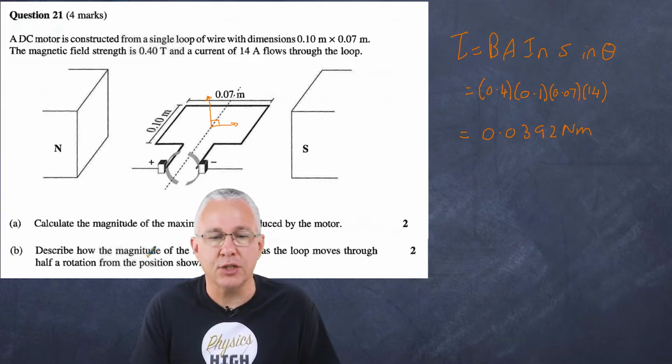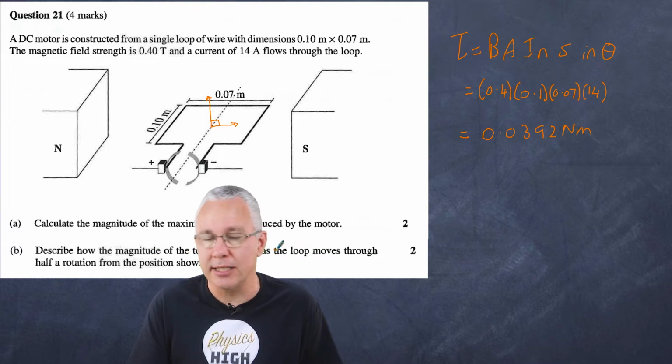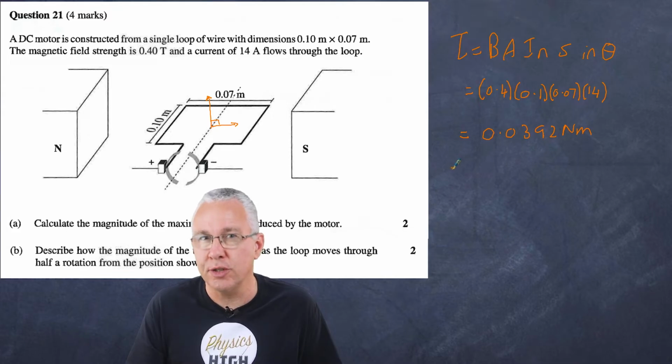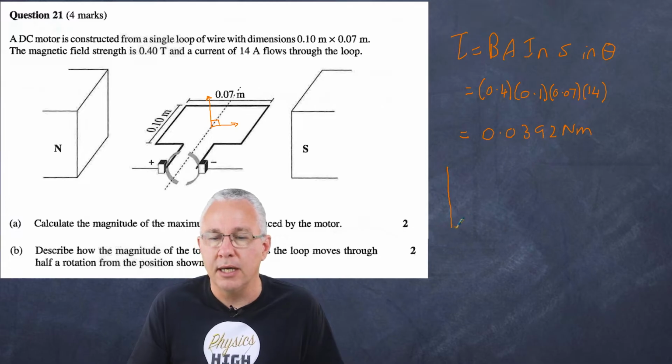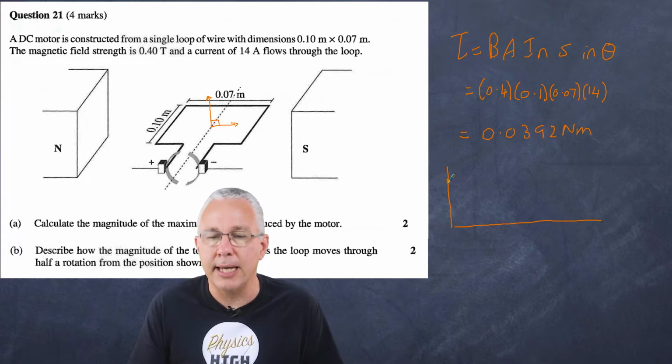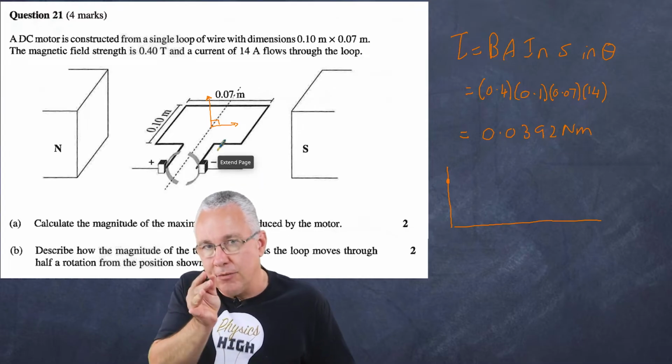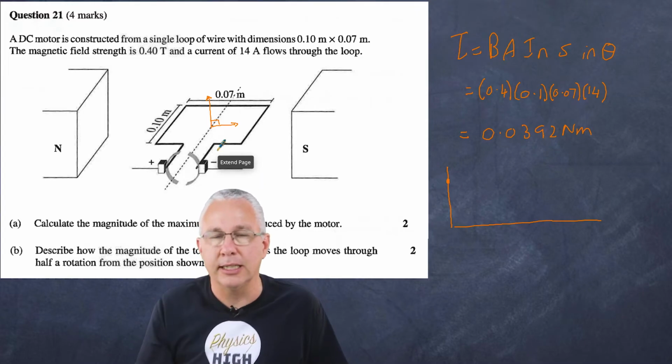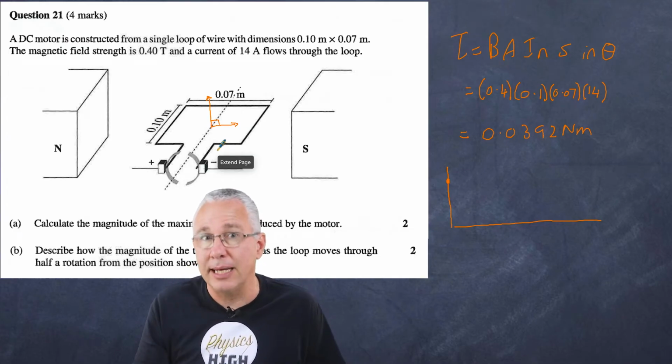The second part describes how the magnitude of the torque changes as the loop moves half a rotation from this position. So let's talk about the description. The best way to do this is as a graph. So we're going to draw a nice graph here, and what we're saying is, well, at this position, which is really at the 90-degree position, it's at a maximum like so. When it is vertical, in other words, the loop actually rotates in sort of that plane like so, my plane vector and my magnetic field are parallel, therefore the angle is 0, and therefore the torque is 0.